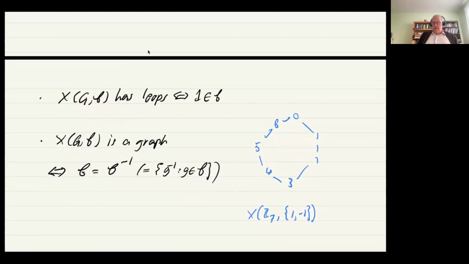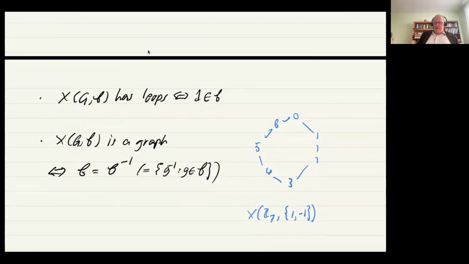So here in all its glory is a cycle on 7 vertices. The connection set is 1 and minus 1 mod 7. And so you do that, and lo and behold, there's the graph. Okay, I could have picked a simple example. Every complete graph is a Cayley graph.